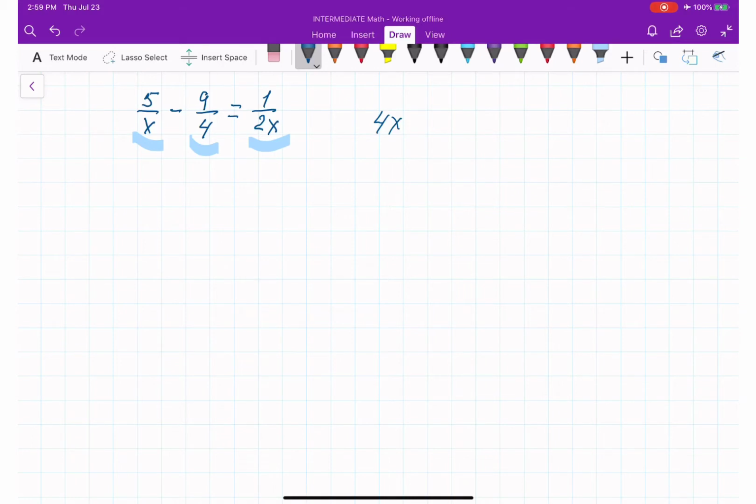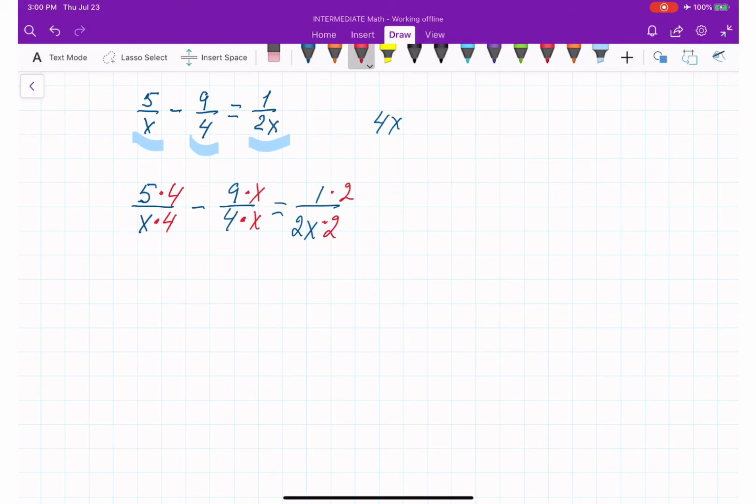Okay, so that means I'm writing down 5 over x. So we need 4x, which means we are multiplying by 4 to get 4x, minus 9 over 4. If we have 4, we need to multiply by x, equal, we have 1 over 2x. How much do we need to multiply to get 4x? Only 2, right? So 2 is here, 2 is here.